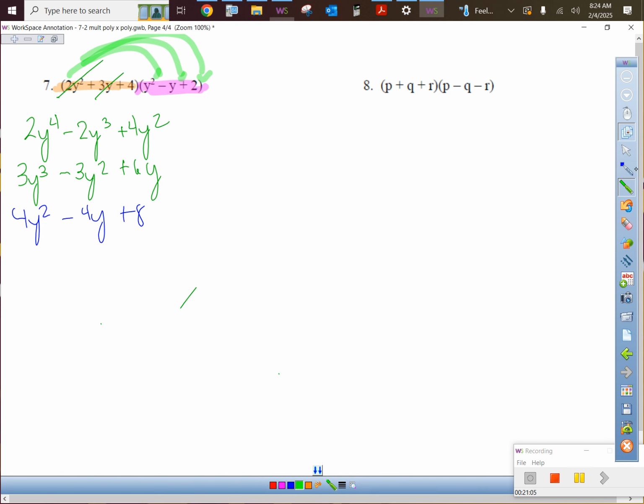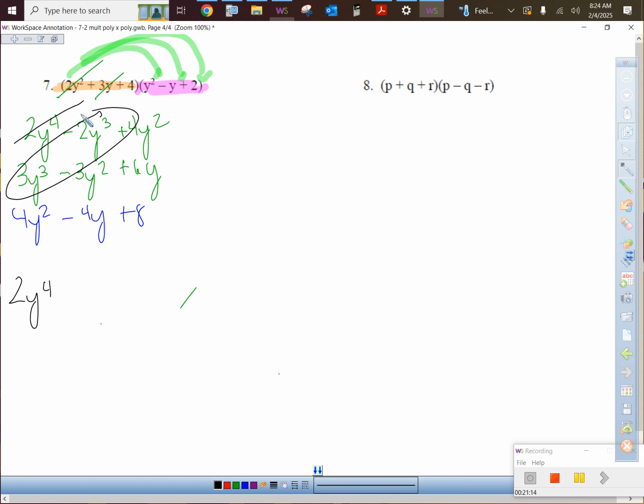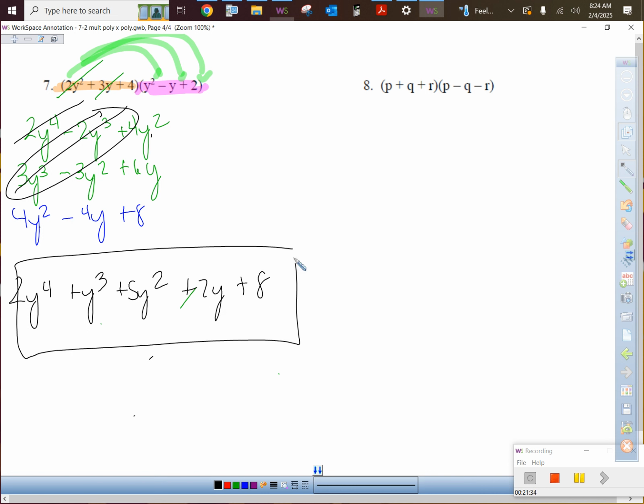And then we combine all the like terms. 2y to the 4th, gone. And then those plus y cubed, gone. 4y squared, 8y squared, 5y squared, and then 2y plus 8. You can do the last one as well.